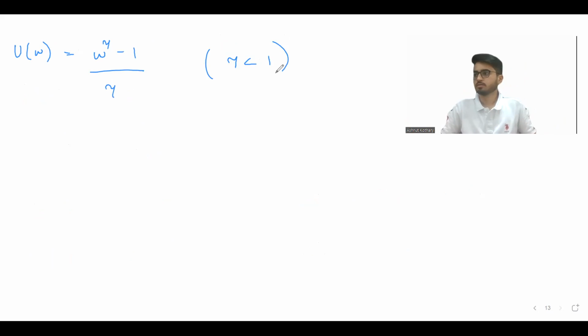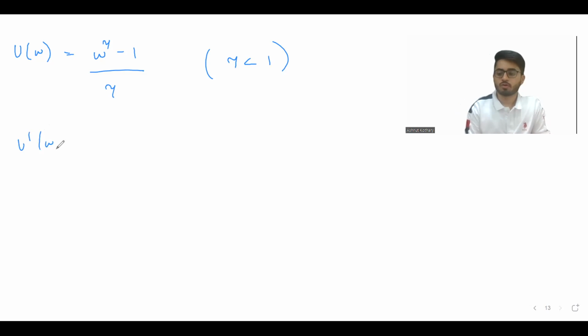W to the power gamma minus 1. It's not in the power, it's separately minus 1 whole divided by gamma. Now u dash w, and the condition here is this is possible for, again, all values of wealth. Gamma must be less than 1. Why, we will just see.